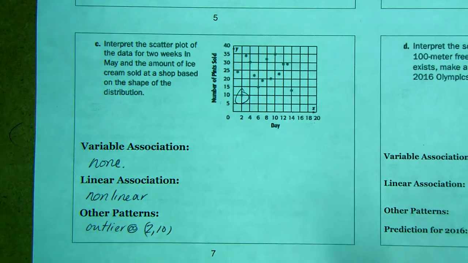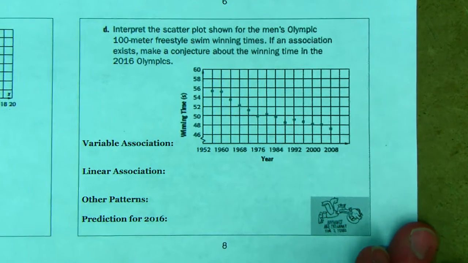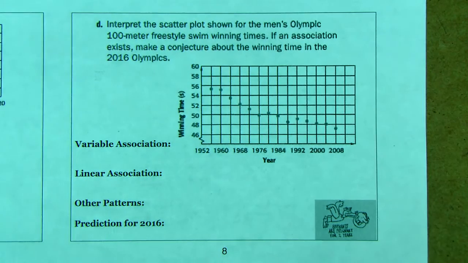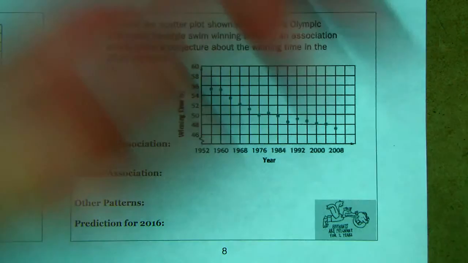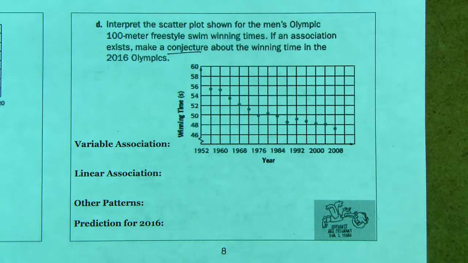Something that will actually have some of these relationships. Take a look. Very last slide. This is a really good example. So we're going to interpret this scatter plot for the men's Olympic 100 freestyle swim winning times. If an association exists, make a conjecture about the winning time. A conjecture, they use that word a lot in math. That just means make a prediction based on your data about the winning time in the 2016 Olympics. We're going to pretend that the 2016 Olympics hasn't already happened, because remember, this is an older book. We're going to get a new one in 2 years.